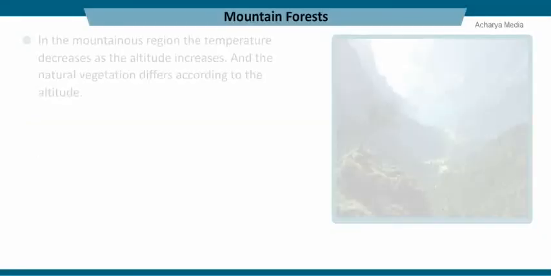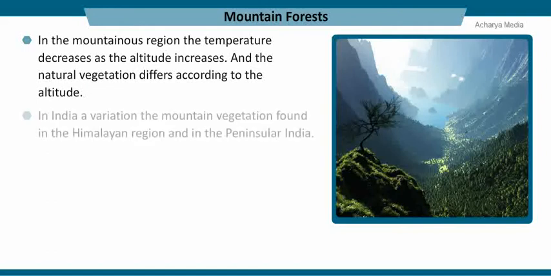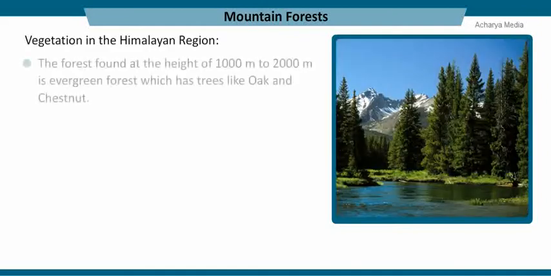Mountain forests. In the mountainous regions, the temperature decreases as the altitude increases, and the natural vegetation differs according to the altitude. In India, variation in the mountain vegetation is found in the Himalayan region and in the peninsular region. Vegetation in the Himalayan region. The forest found at the height of 1000 meters to 2000 meters is evergreen forest, which has trees like oak and chestnut.